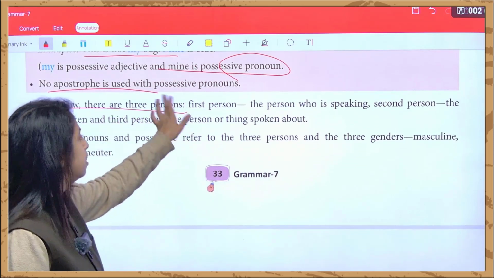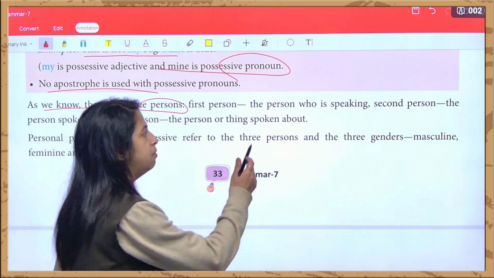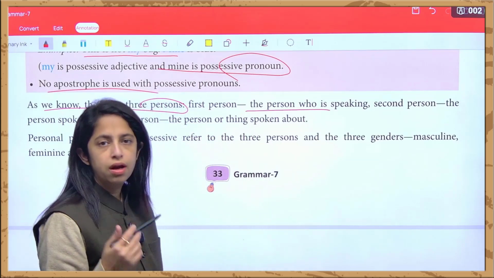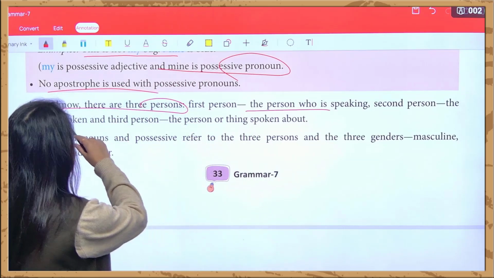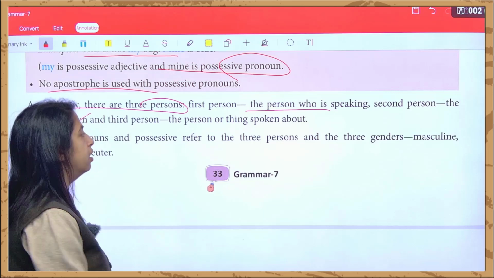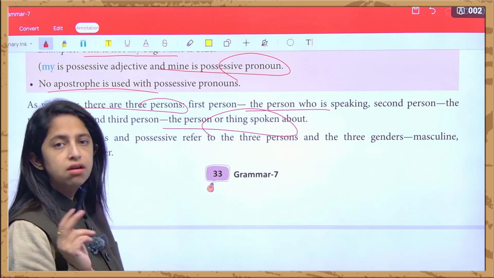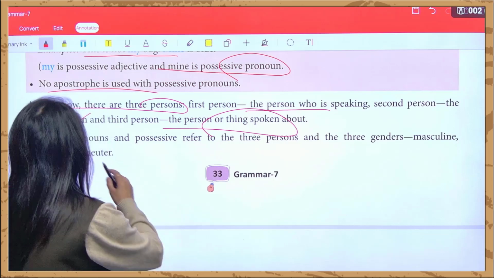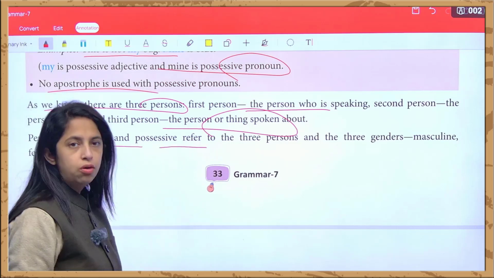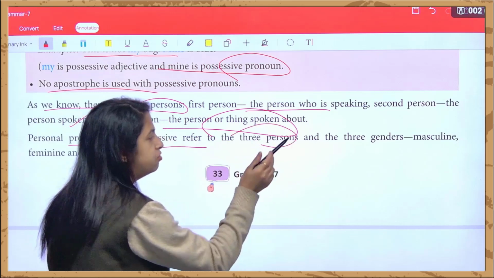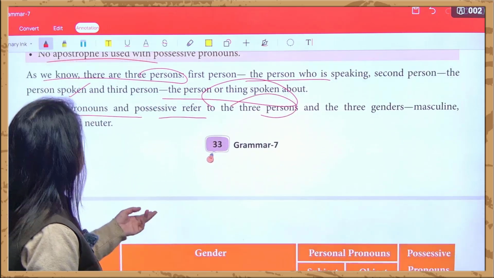So we know that there are three persons. First person, who is speaking, जो हम बोल रहे हैं. Second person, जिससे आप बात कर रहे हैं, जिससे आपकी बात हो रही है. And third person is the person जिसके बारे में हम दोनों किसी थर्ड बंदे के बारे में बात कर रहे हैं. Personal pronouns and possessive pronouns refer to these three persons, and these three genders are masculine, feminine, and neutral.